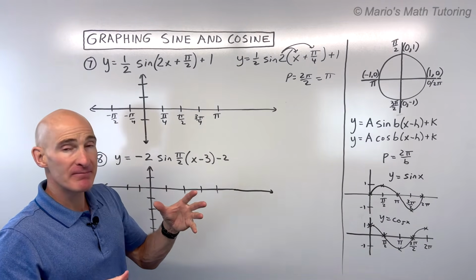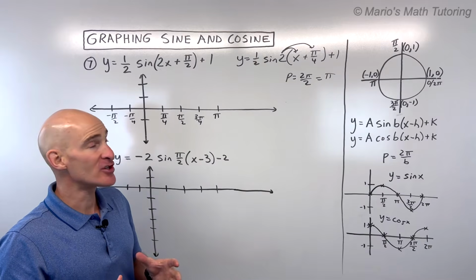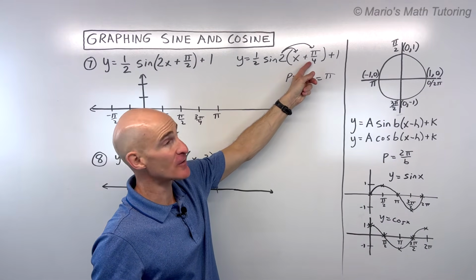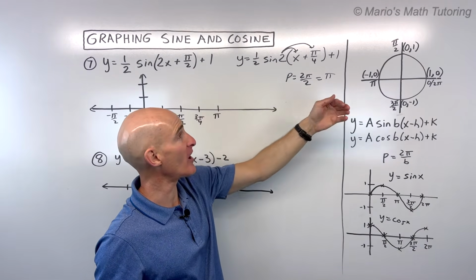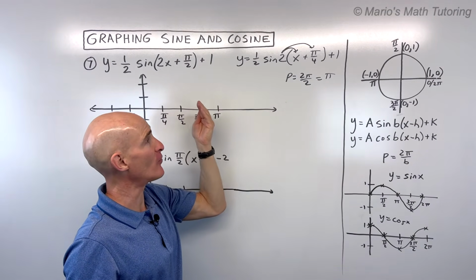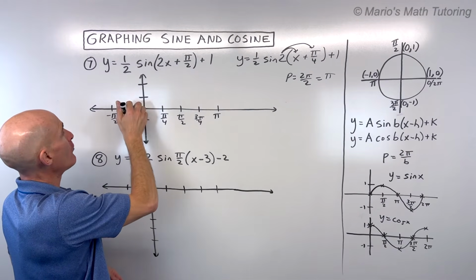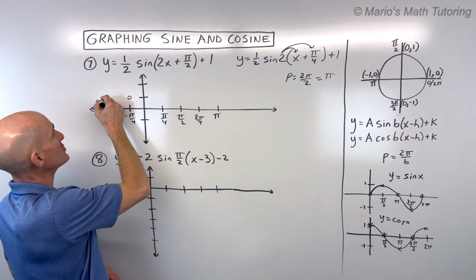Now I like to look at where this graph is being shifted. It's being shifted left pi over 4. Remember, this has the opposite effect. You'd think plus pi over 4 would go to the right. It's actually going to go negative pi over 4 and then up 1. So negative pi over 4, up 1. I'm going to think of this as my new origin.